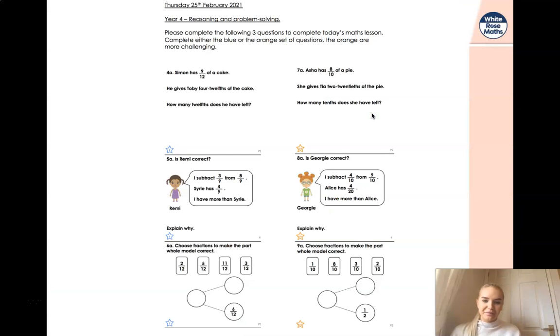Super job, well done. Like yesterday, you're going to either choose your blue problem solving and reasoning questions to answer or your orange reasoning and problem solving questions to answer. Orange is a bit trickier than the blue, so depending on how confident you feel, I think lots of us can try the orange ones today. Remember that when you need to explain yourself, like for these questions here, you might want to use a different piece of paper just so you have more room.